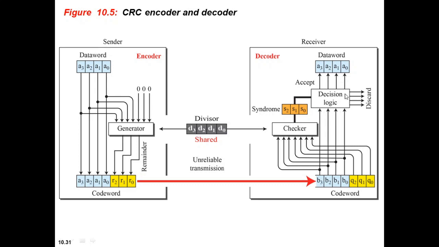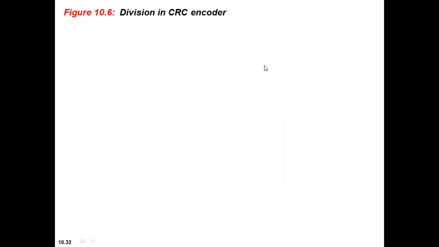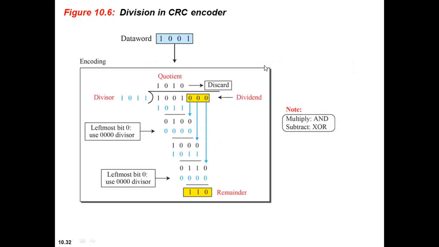If you get corrupted data, what will you do? You will just discard it. If you get proper data, what will you do? Just remove the redundant bits Q0, Q1, Q2 and take your data word. That is the job of the receiver. So that was the encoder, and here it is the decoder. Now, how to arrive at that code word? That is what we are going to see.